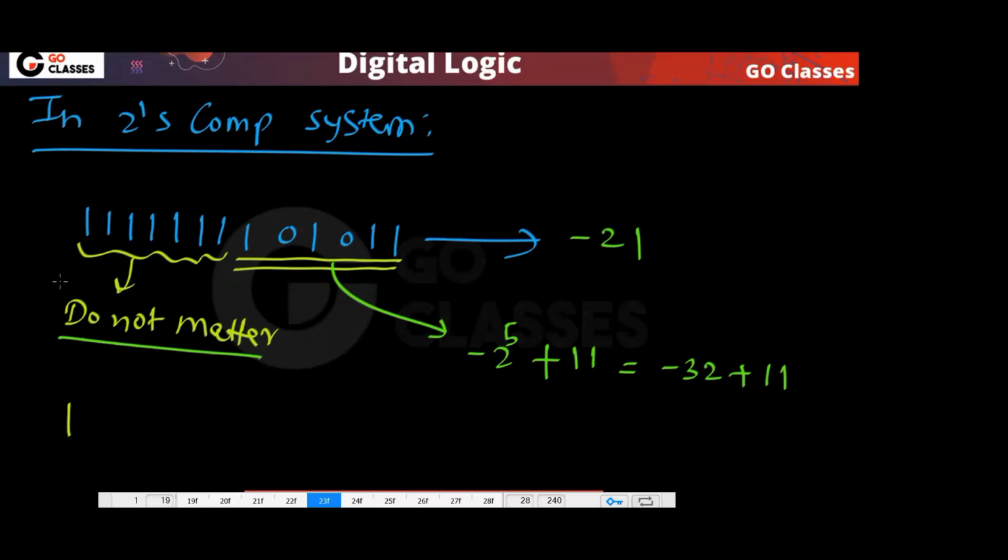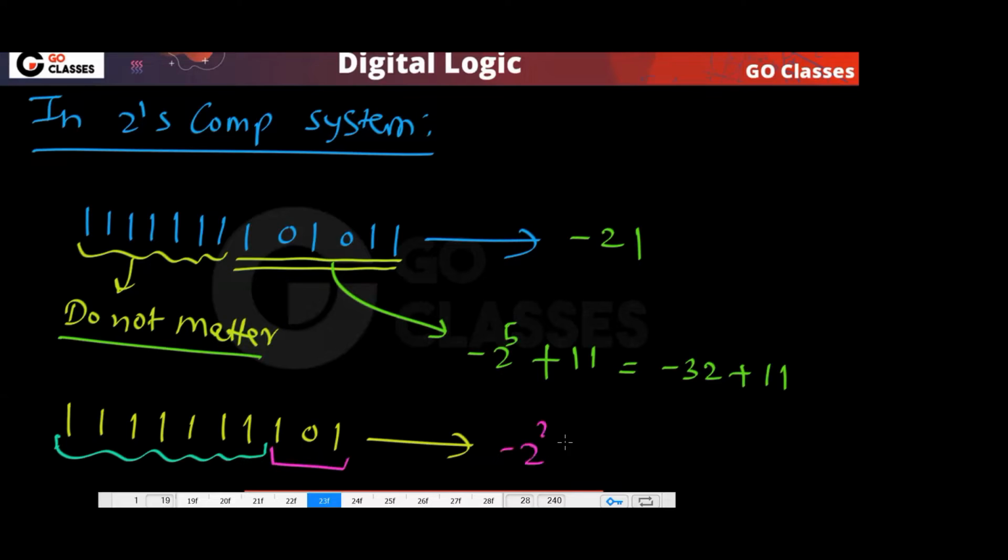For example, if I give you this number 1111111101, then what will be the answer? These extra ones do not matter. All you have to do is just calculate this. So this will be minus 2 power 2 plus 1. So that will be minus 3. Okay. I hope this point is clear to everyone.